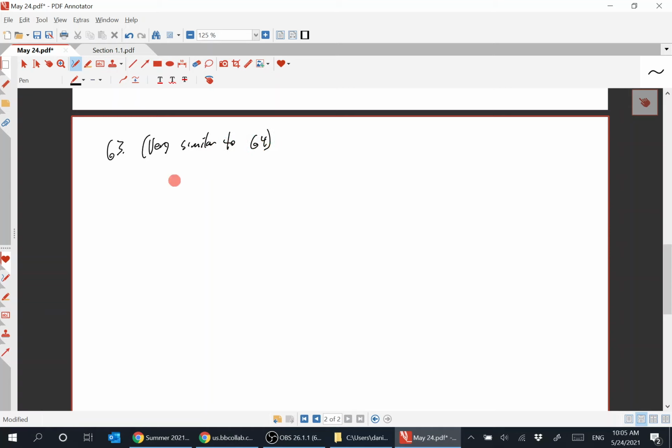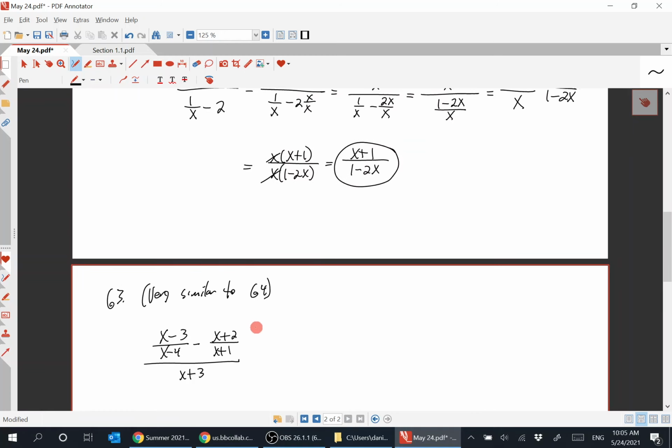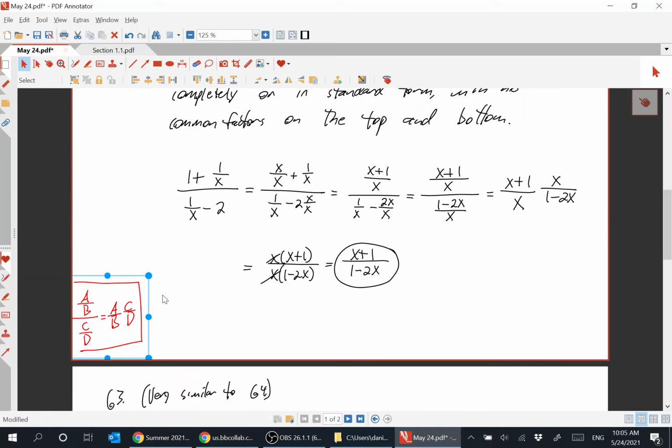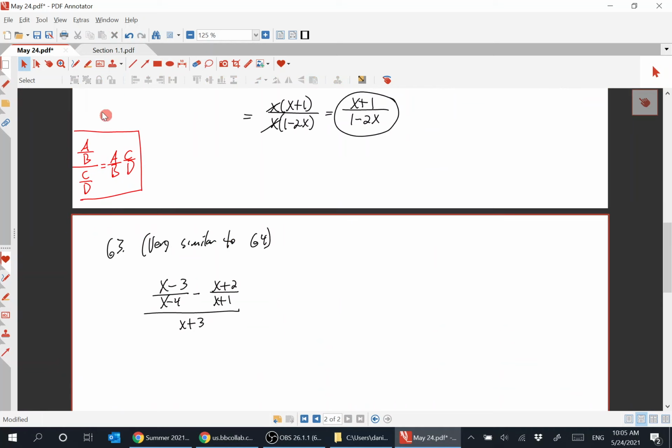Same thing, simplify the nested fraction. Over x plus 3. All right, so I can't apply this thing here because I don't have a fraction on the top and a fraction on the bottom just yet. I will. So I can't apply this just yet.